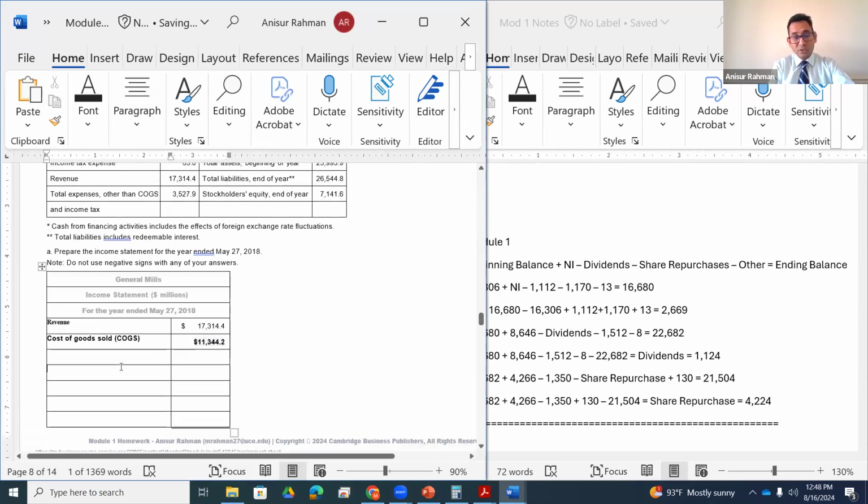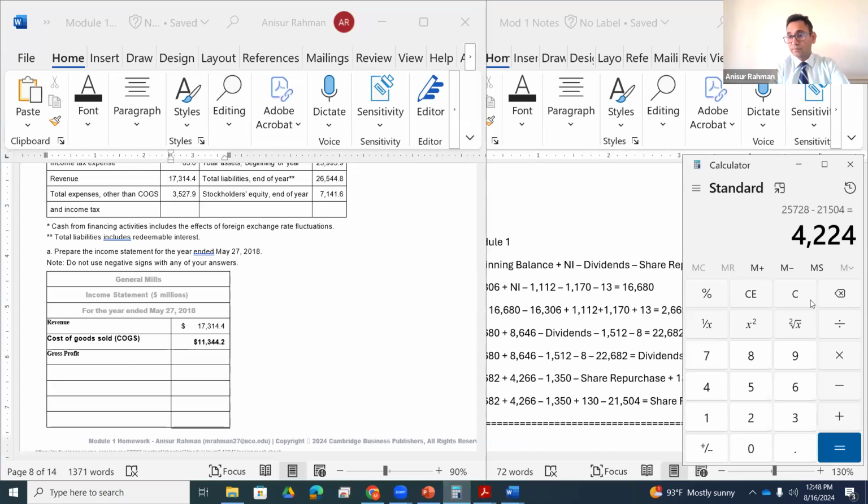Now, after cost of goods sold, we have gross profit. Now, gross profit is equal to your revenue minus cost of goods sold. So revenue is 17,000.